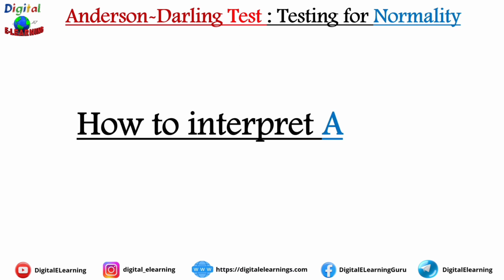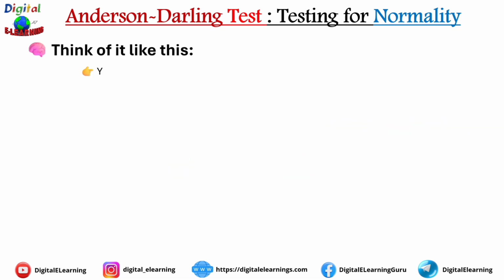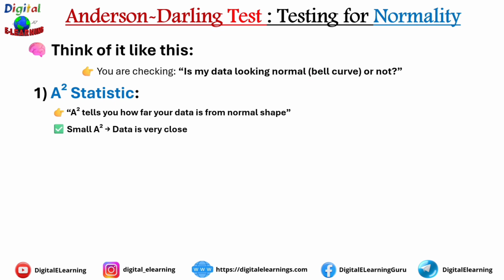How to interpret your Anderson-Darling test results? Now think of it like you are checking if your data looks like a normal bell-shaped curve or not. So we have two methodologies. The A-squared statistic is used to check if your data follows the normal distribution. So A-squared tells us how far your data is from the normal shape. If the A-squared value is small, the data is very close to normal, and that is actually good. If A-squared is big, the data is very far from normal, and that is where the problem lies.